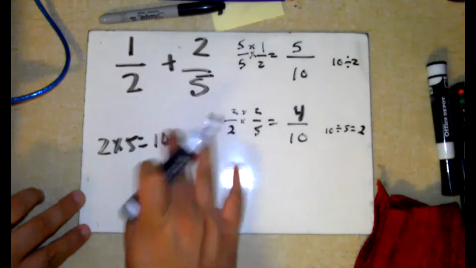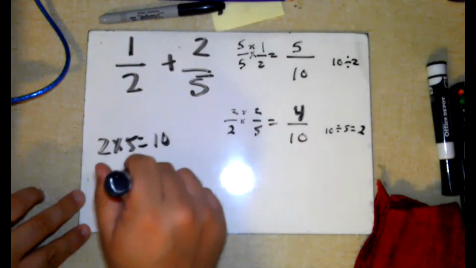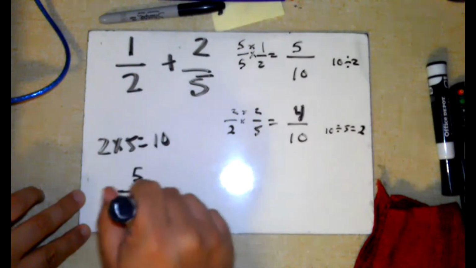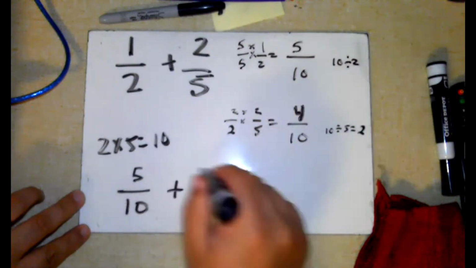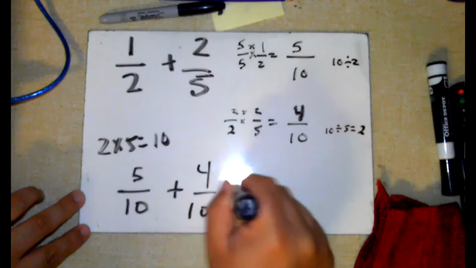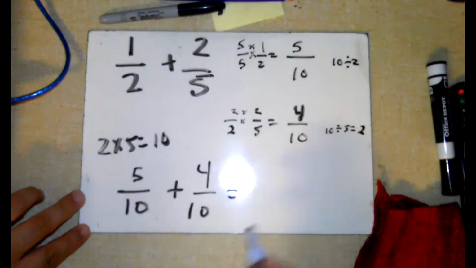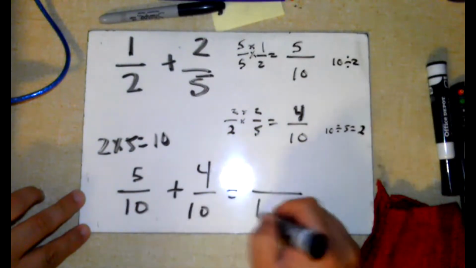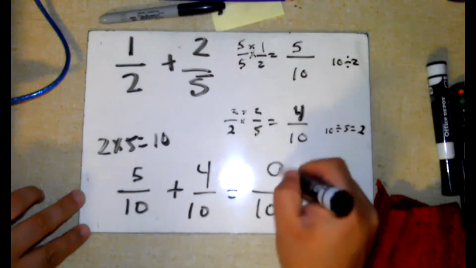So now we got 5/10 plus 4/10. We have the same denominator. Yes, we're going to keep it. Now we're going to add our numerators, 9/10.